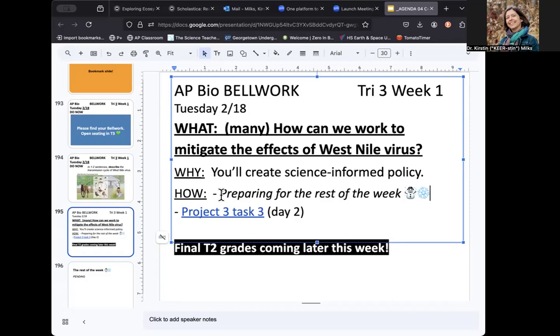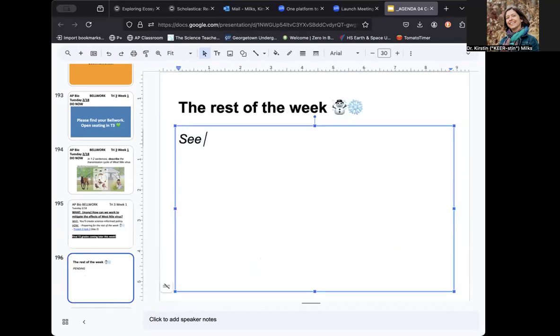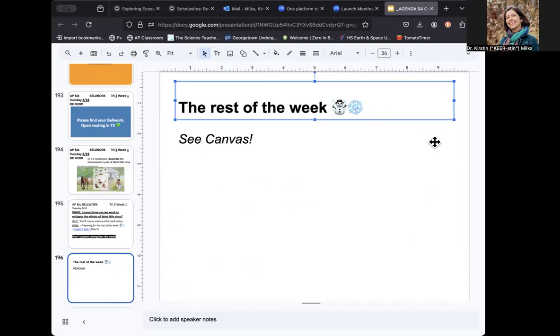So I wanted to talk to you a little bit about the rest of the week and then project three, task three. A reminder that final T2 grades are coming later this week. I do have all week to do them, and I am taking that whole week. See Canvas.